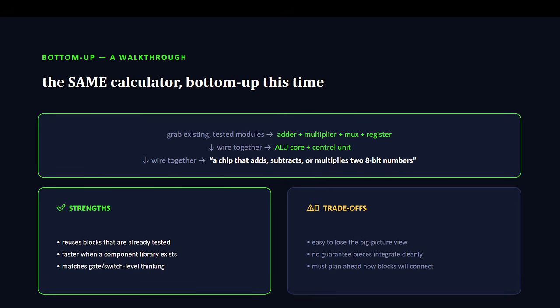Now let's walk through bottom up. Same calculator, same end goal, completely opposite starting point. This time you start by grabbing existing, tested modules, an adder, a multiplier, a mux, a register, modules you already have sitting in the library. Already verified, you wire those together into an ALU core and a control unit.